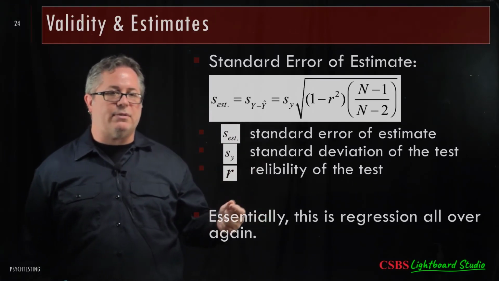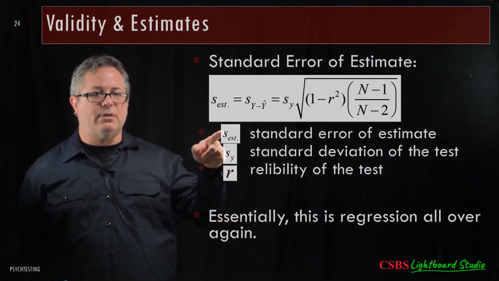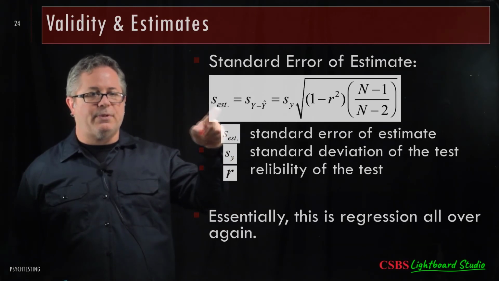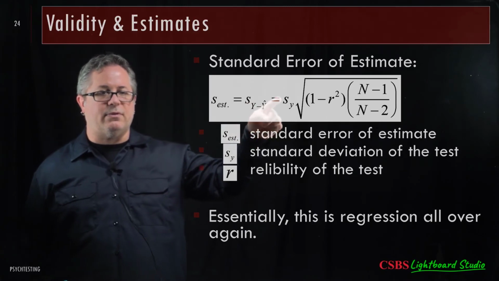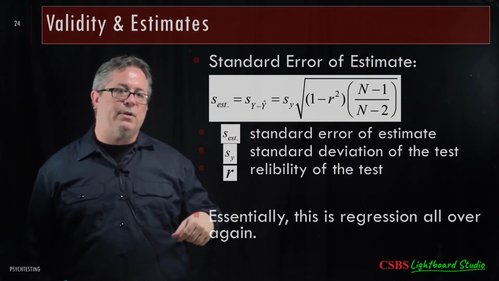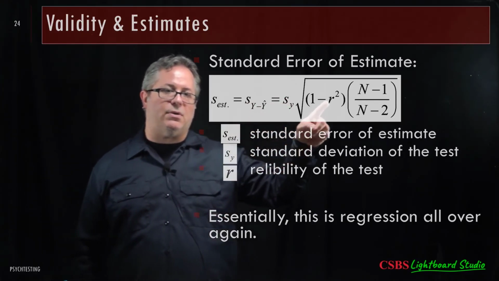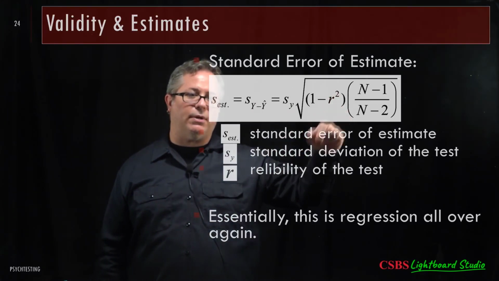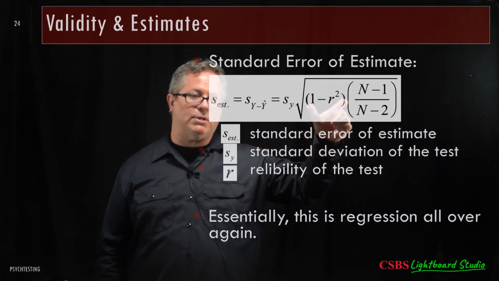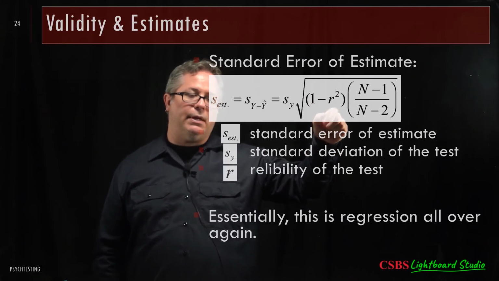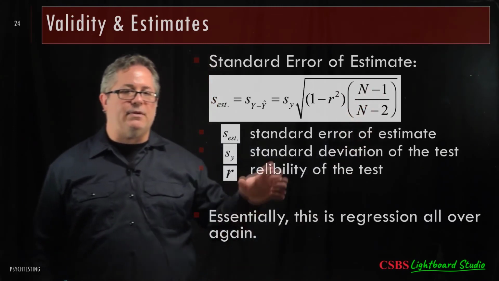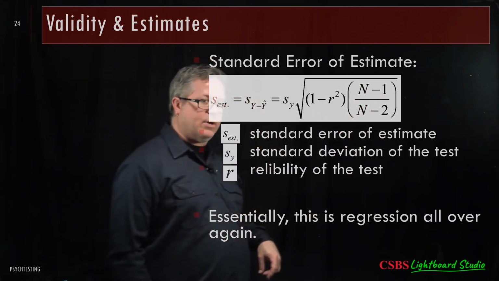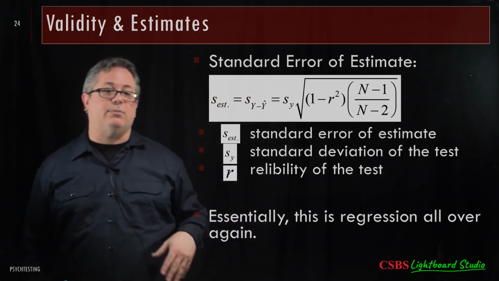You can figure out the standard error of estimate, which is this. Take the standard deviation of the test that you're looking at, which is just treating it as y. We've got the reliability of the test, which is that r. I don't think it's supposed to be a square here. It's just 1 minus r, 1 minus the reliability. And you multiply that by n over 1 divided by n minus 1 over n minus 2. And it essentially gives you an idea of the standard error of estimate that you get in a regression.